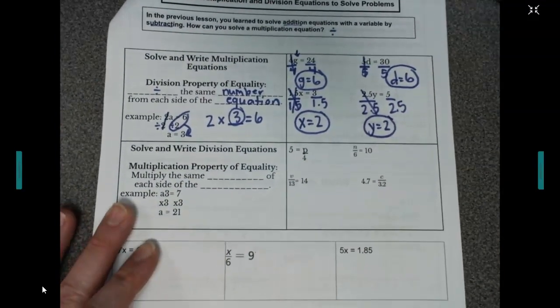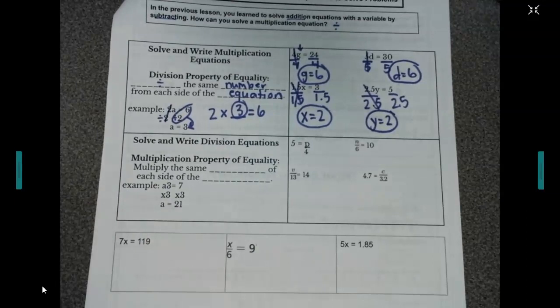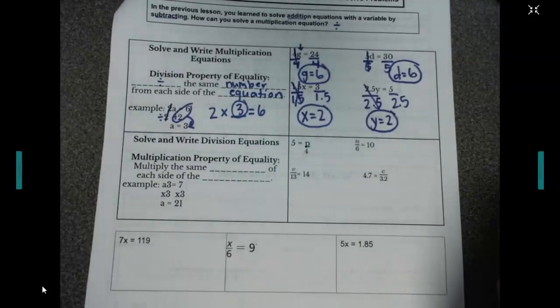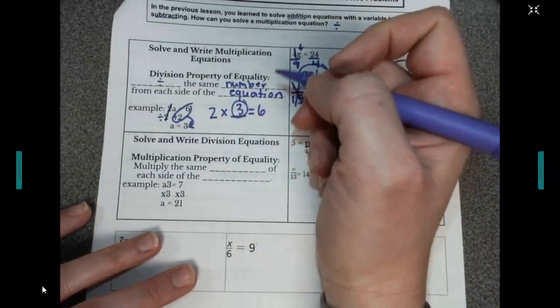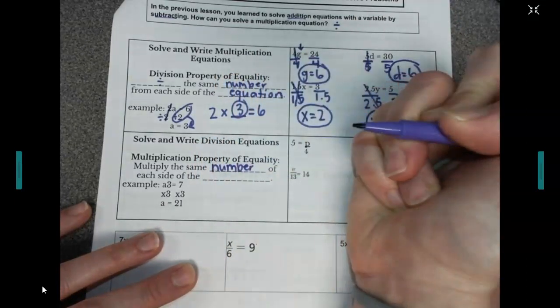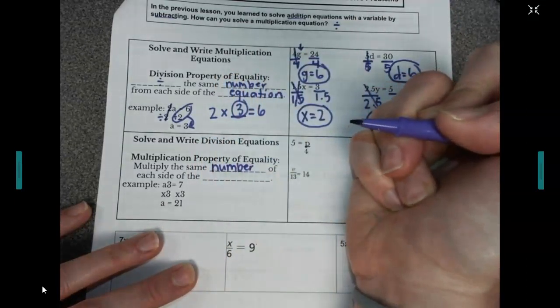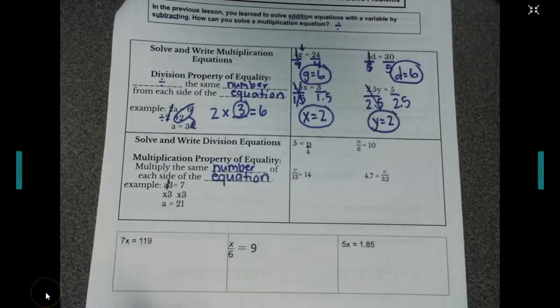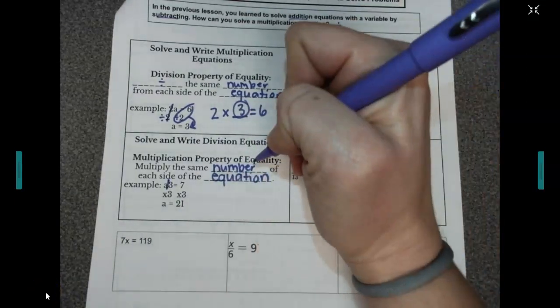Let's look down here. When we're solving and writing division equations, we're going to use the multiplication property of equality, because multiplying is the opposite of division. We're going to multiply the same number from each side of the equation. Okay, so multiply the same number from each side of the equation.